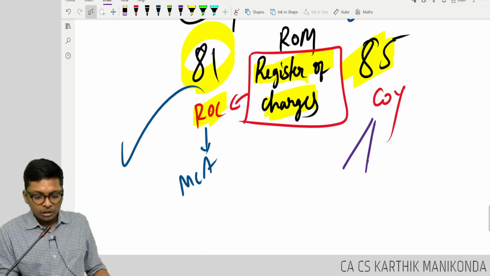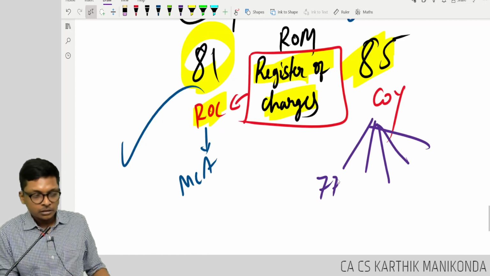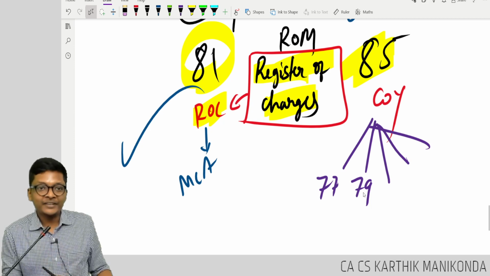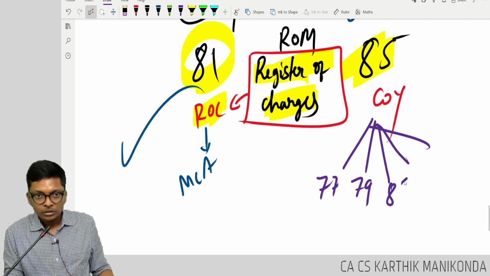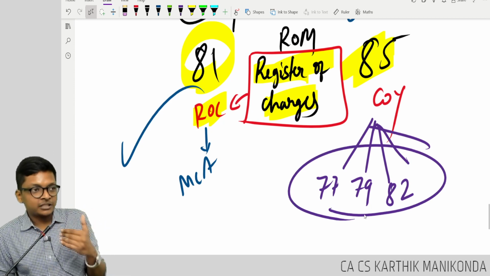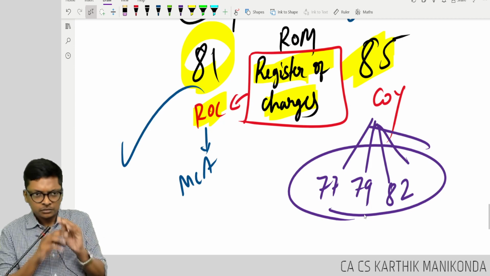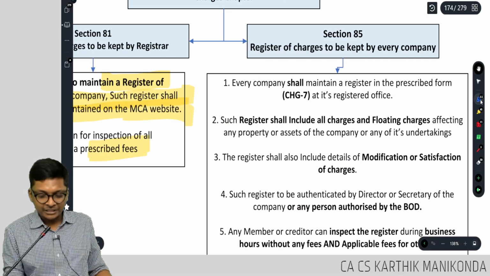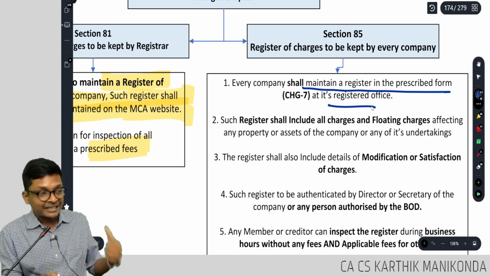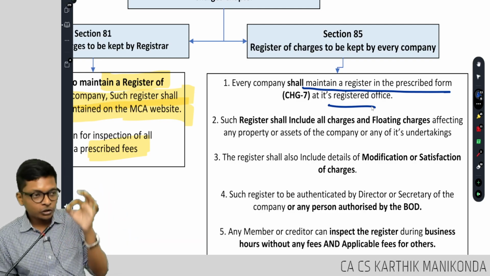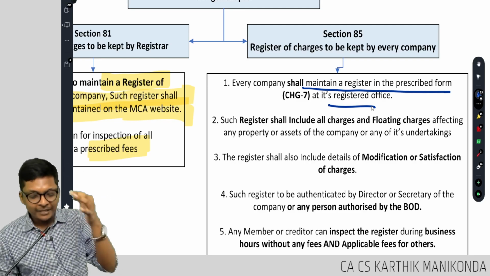Company can have what all? You tell me the sections. What is 77? Registration. 79? Modification. 82? Satisfaction. Related to all of this, registration of charge, modification, satisfaction, all details should be maintained by the company, guys. Look at this. Company should keep it in the registered office. Company can't tell, hey, the website is there. No. You should also keep a copy. Download from the website and keep a copy.